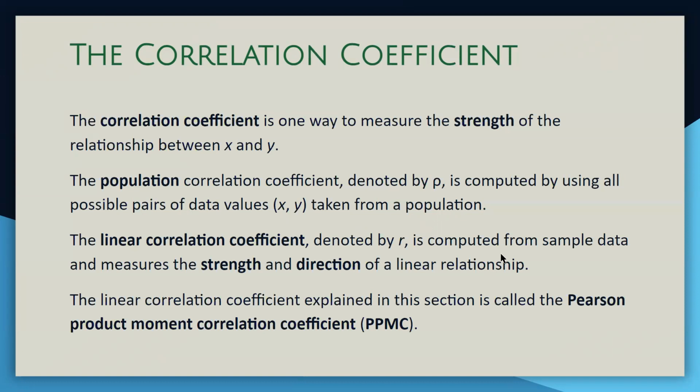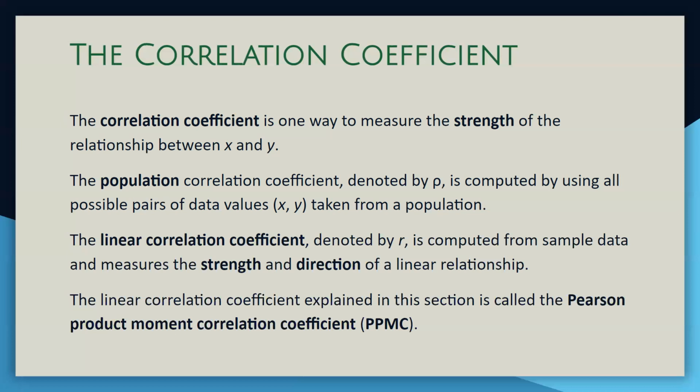The linear correlation coefficient, denoted by R, is computed from sample data and measures the strength and direction of a linear relationship. So typically, we're going to collect paired data from a sample and use that to calculate a linear correlation coefficient, which will then be an estimate of the population correlation coefficient.